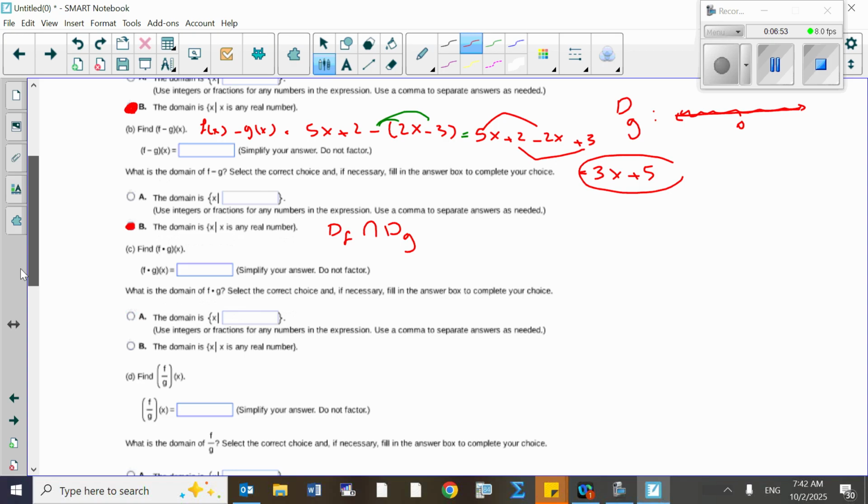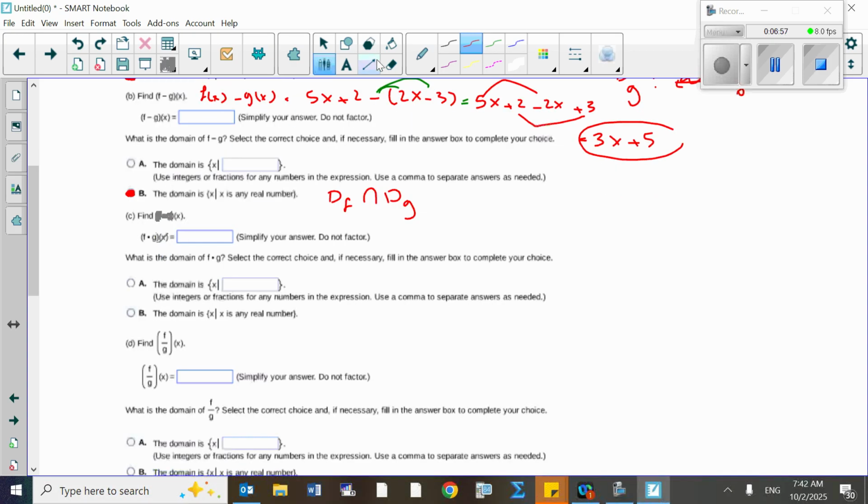Okay, next part, you want to find f times g. To find f times g, simply you multiply the two functions. (5x + 2) times (2x - 3). So I'm going to start foiling, distributing. 5x times 2x is 10x squared. 5x times negative 3 is negative 15x. 2 times 2x is 4x. 2 times negative 3 is negative 6.